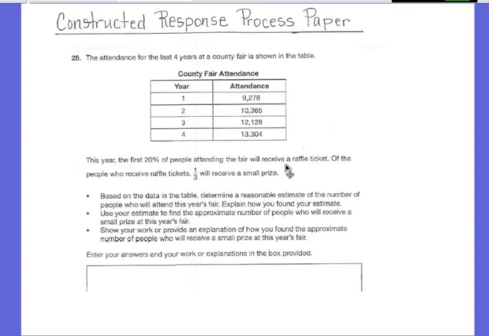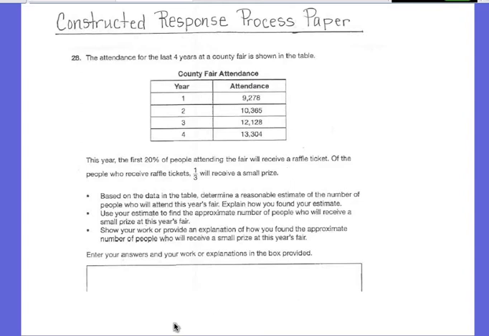First bullet says, based on the data in the table, determine a reasonable estimate of the number of people who will attend this year's fair. Explain how you found your estimate. Second bullet, use your estimate to find the approximate number of people who will receive a small prize at this year's fair. Third bullet, show your work or provide an explanation on how you found the approximate number of people who will receive a small prize at this year's fair.